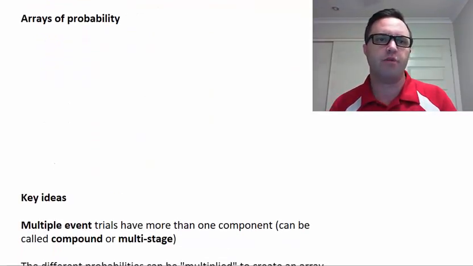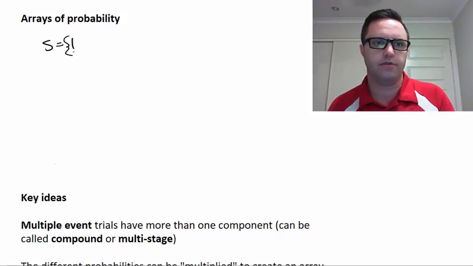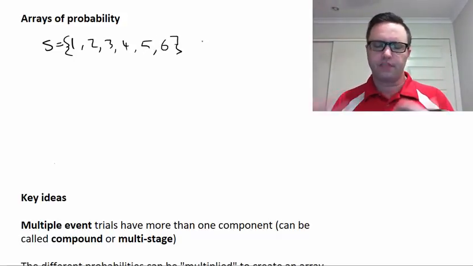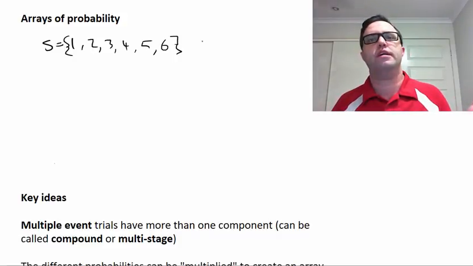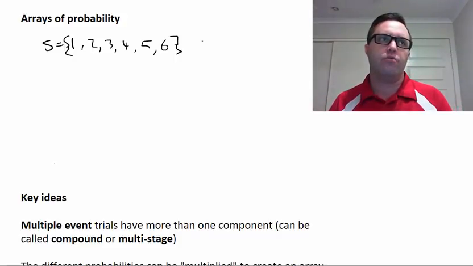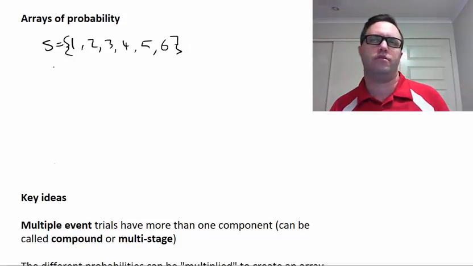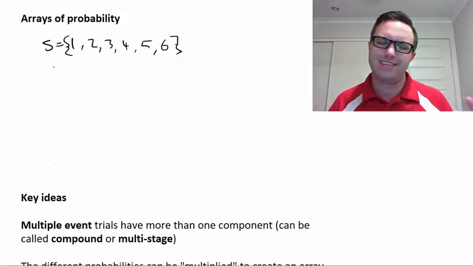Arrays of probability. You've already probably been looking at the idea of, what's the probability if we're rolling a six-sided die? Our sample space is going to be equal to 1, 2, 3, 4, 5, and 6. That's pretty easy to deal with. But what happens if we're rolling a six-sided die and a 100-sided die at the same time? So that's going to cause issues. Like, what's the probability of rolling a 5 on the six-sided die and a prime number on the 100-sided die? That's going to cause some issues.